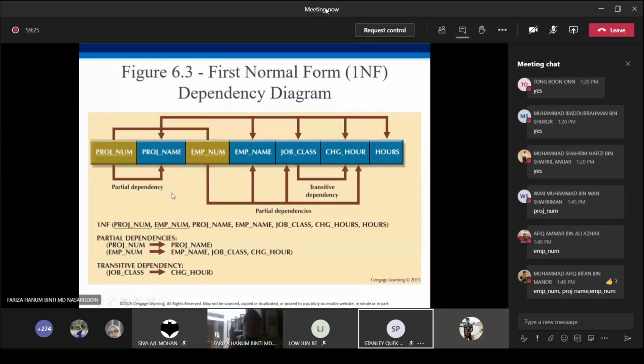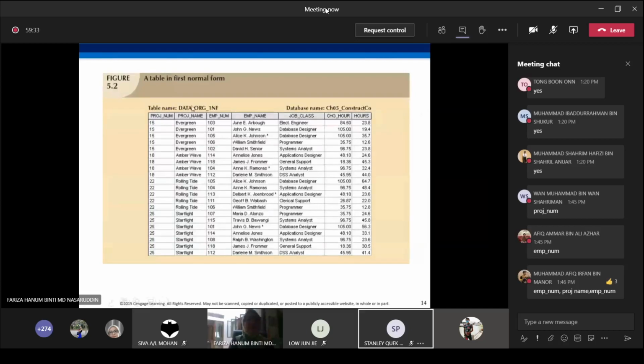Which attribute is dependent on project number? Which attribute is dependent on project number? If you look at the data here, you will know that, remember what full functional dependency is: the value of A will always determine one value of B, right? So project number will always determine the project name, evergreen.